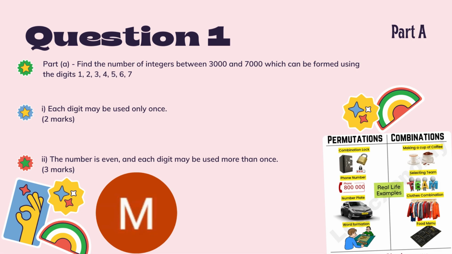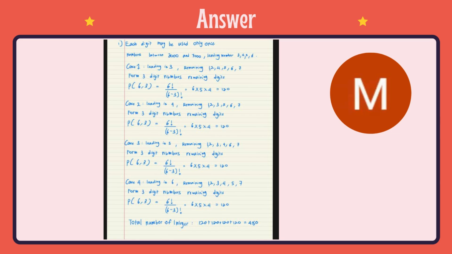So today I want to share with you question 1. We have 3 sub-questions and it consists of 2 sub-questions in it. Part A: find the number of integers between 3000 and 7000 which can be formed using the digits 1, 2, 3, 4, 5, 6, 7. Number 1: each digit may be used only once, for 2 marks. And the second: the number is even and each digit may be used more than once.